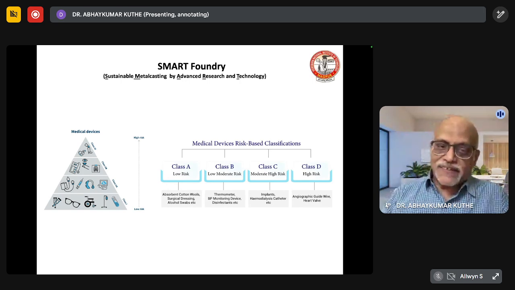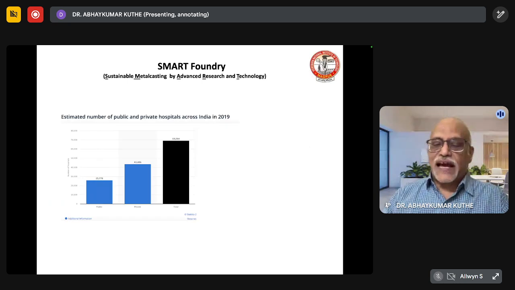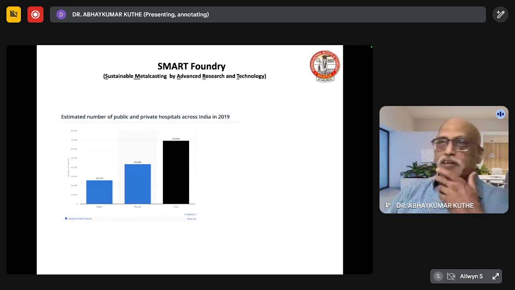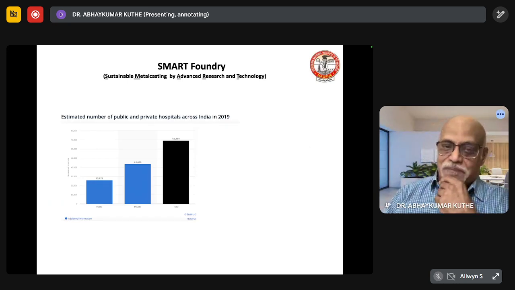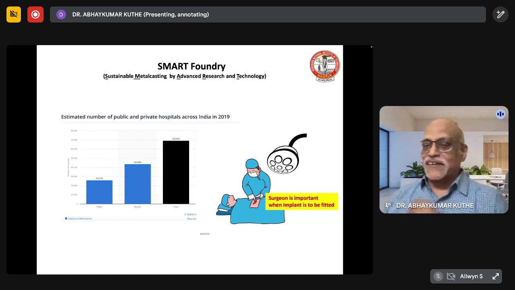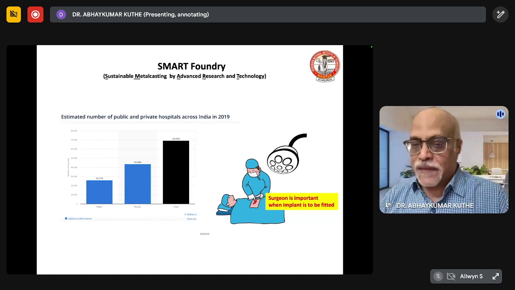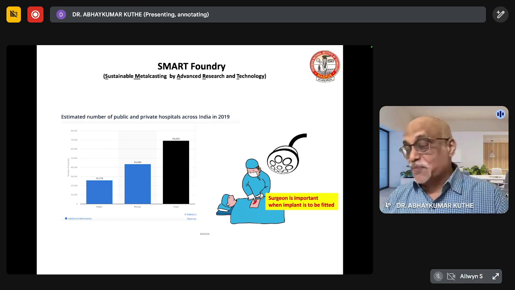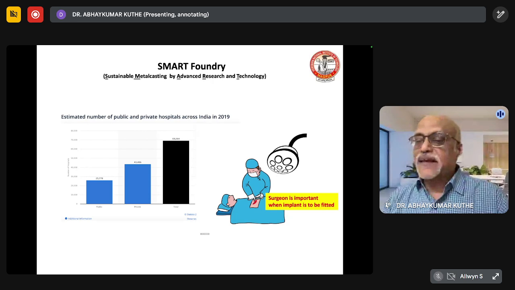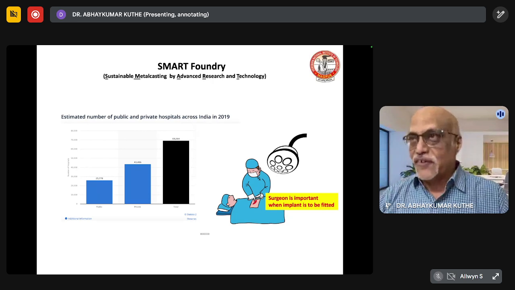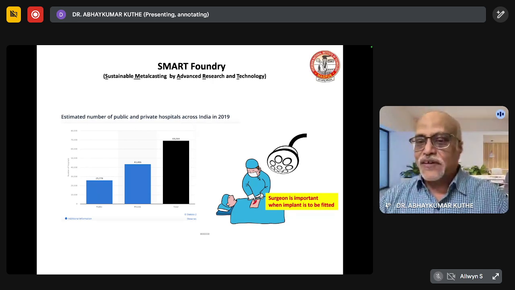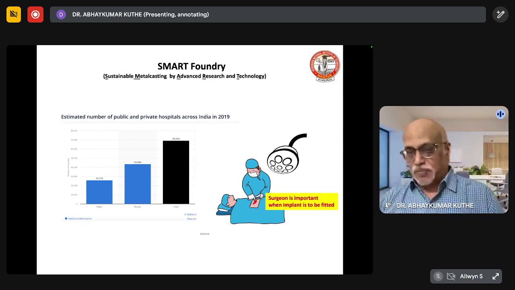So these medical devices, we have looked at from the point of view of our implant manufacturing. And if you look at this, what is interesting is that whenever an implant is to be fitted into the patient body, who is important? It is actually fitted into the patient body, but ultimately it is the surgeon who is important because he is implanting that. So the surgeon will always get the due credit of selecting the implant.